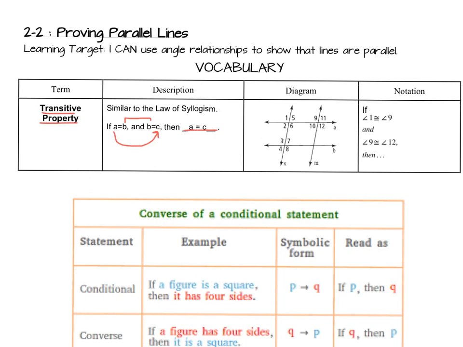In the diagram, it says if angle 1 is congruent to angle 9, put an arc on 1 and an arc on 9. And 9 is congruent to 12. We can also conclude then that angle 1 is congruent to angle 12. We can group those angles together through a variety of definitions, some of them from topic 1, and then again some of them from topic 2.